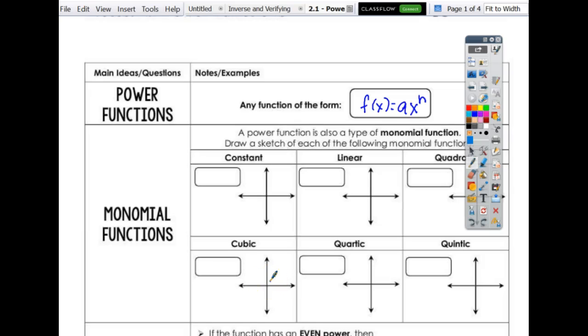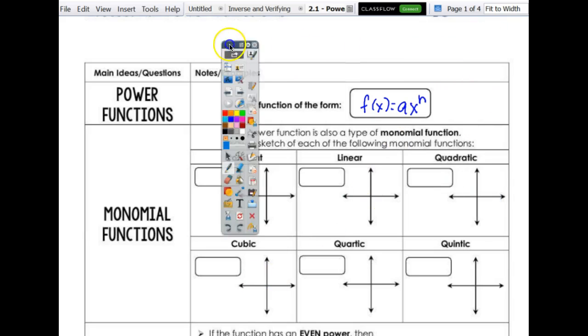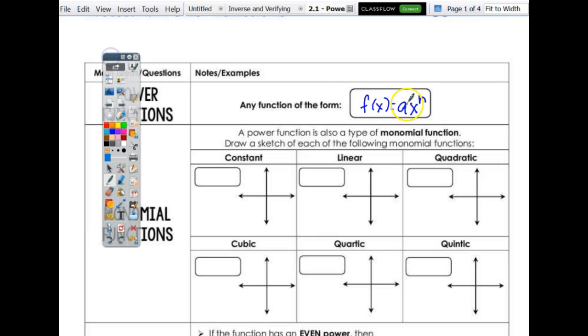Today we're going to talk about power functions. Power functions are any function of the form f of x equals ax to the n, where a is the coefficient, x is the variable, and n is the exponent. A power function is also a type of monomial function, and we can draw a sketch of each of the following. So a constant would be f of x equals a constant.